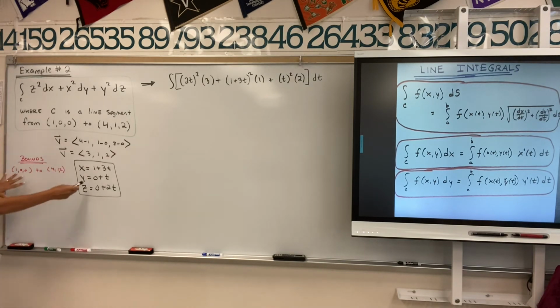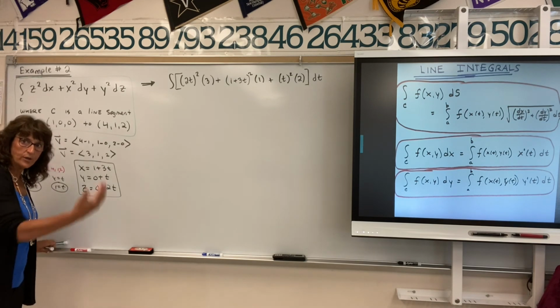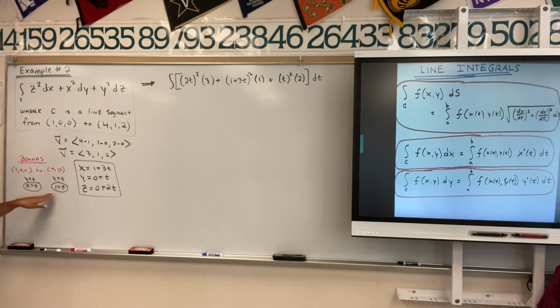And so which of these equations do we want to use? It's probably easiest to use y equals t. That's probably the easiest one to use, right? So use the y component: 0 equals t to 1 equals t. So you're going from 0 to 1. Your t bounds are traveling from 0 to 1. I know I'm way off the screen over here, but 0 to 1.